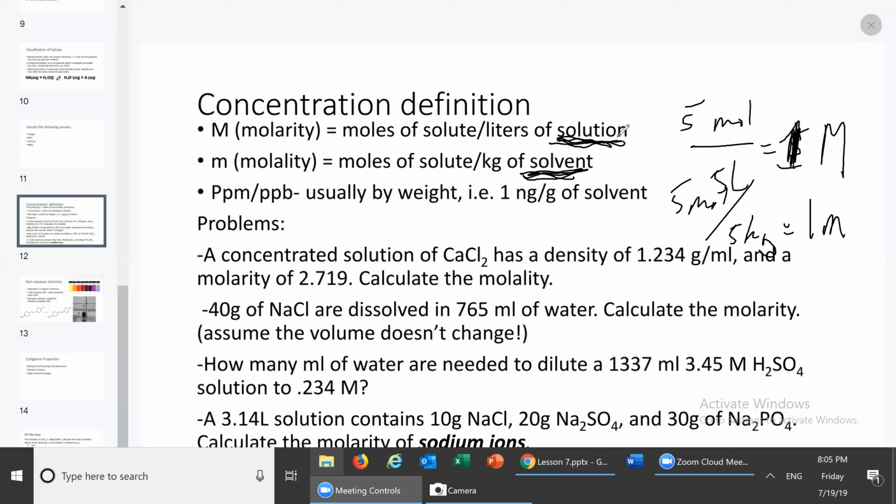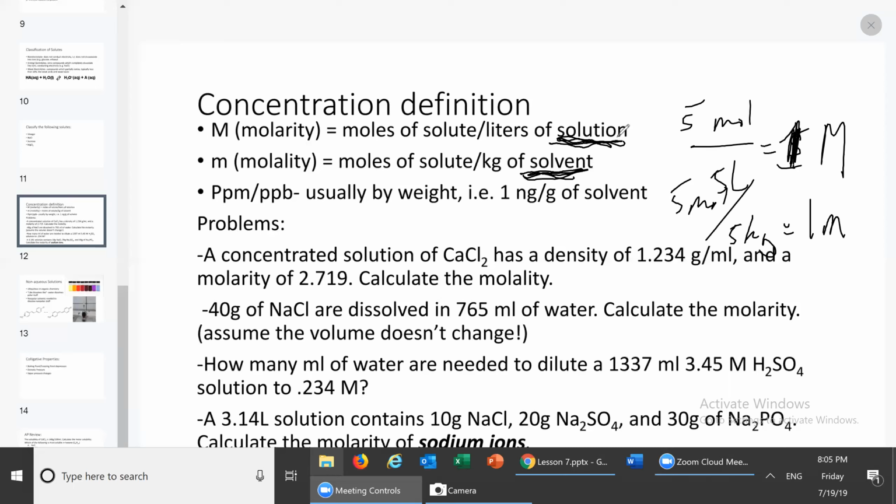When I say by weight, I mean mass. So 1 part per billion would mean 1 nanogram of solute per gram of solvent, okay? Or parts per million, so that's like 1 microgram per gram of solvent. So it just means like 1 millionth of a part of solute per part of solvent, right?